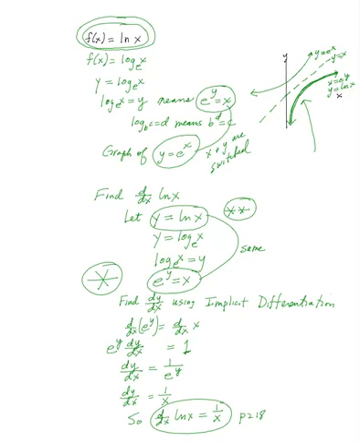Okay, let's explore the function f of x equals natural log x a bit more. We know that this means f of x equals log of x base e. We could write this as y equals log of x base e if we wish, or we could write this as log x base e equals y, just changing what we write on the right or left.